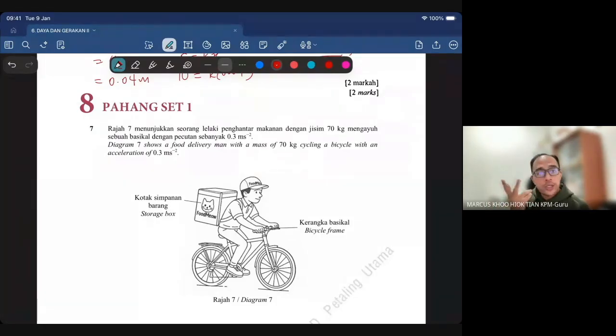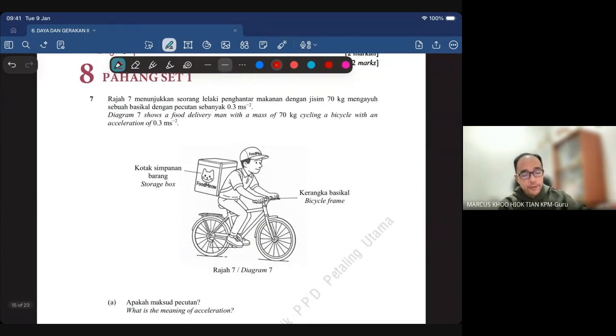So we now come to the set of questions where they're asking more on making the choice, question 7 or question 8, and also the modification. Again, there's no essay questions in this set. I think we're pretty much okay. All right, the food delivery man with a mass of 70 kg cycling a bicycle and given the acceleration.